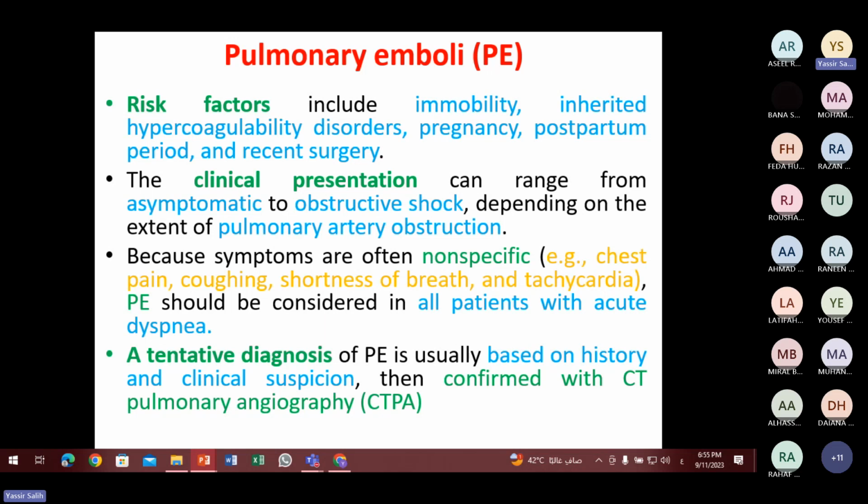All patients with acute dyspnea, especially if presenting with chest pain and coughing, and especially if the patient has a risk factor, you have to exclude pulmonary embolism. How to exclude it by imaging? Which imaging modality is the best? Angiography. Yes, pulmonary angiography, which is CT with contrast, done with a specific technique mainly for the pulmonary artery, the CT pulmonary angiogram.